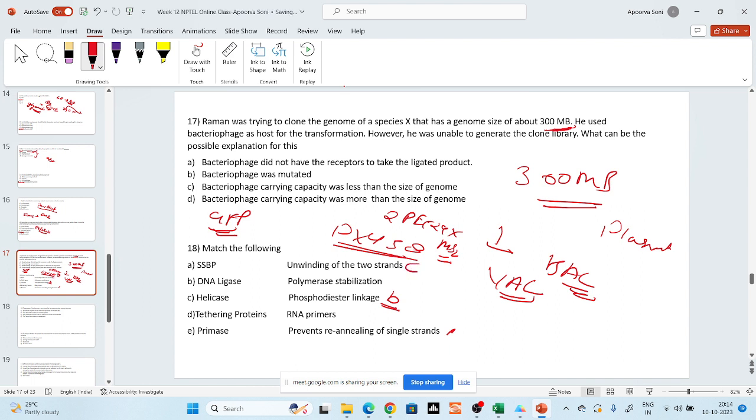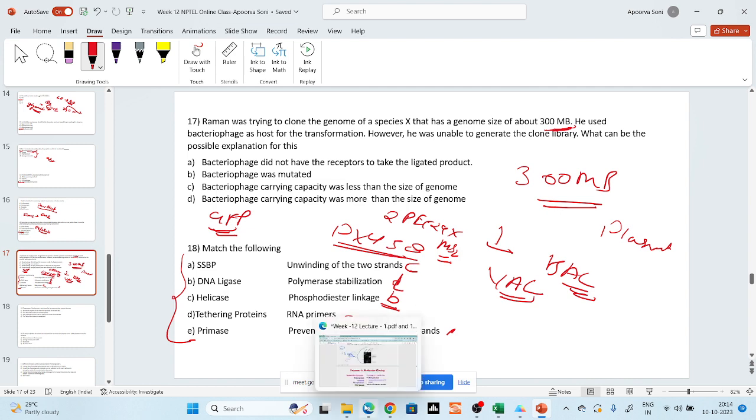Then tethering proteins help in polymerase stabilization, and primase helps in the synthesis of RNA primers. These enzymes are required in which process? We have studied DNA replication. So these are the enzymes of DNA replication.